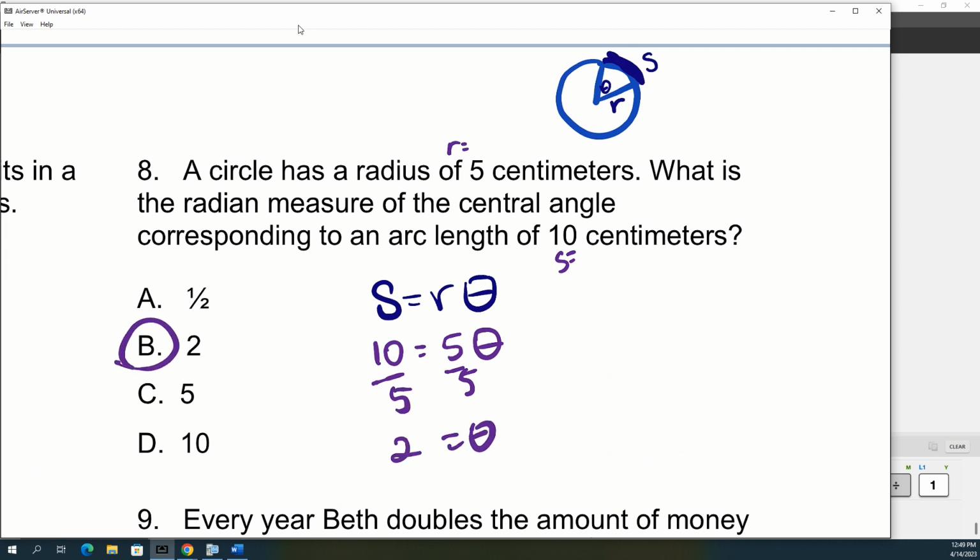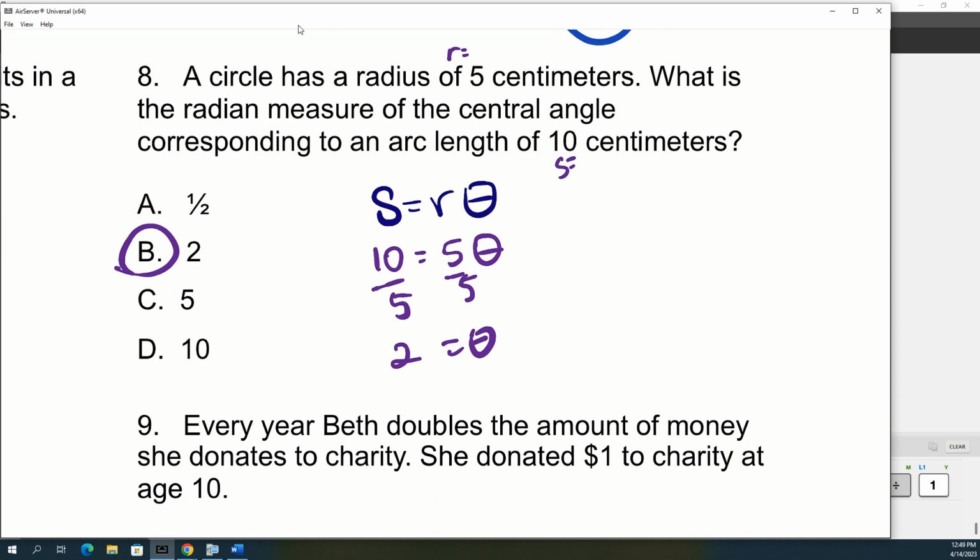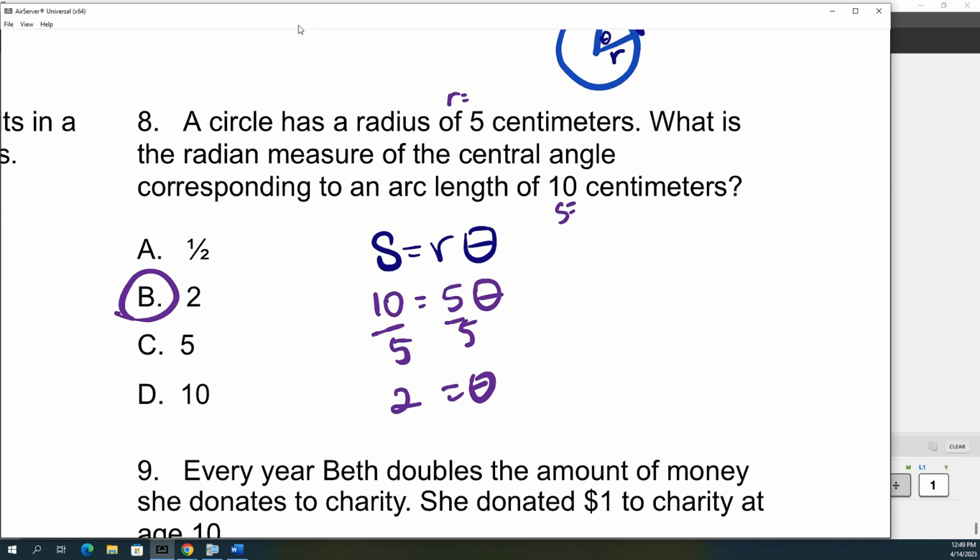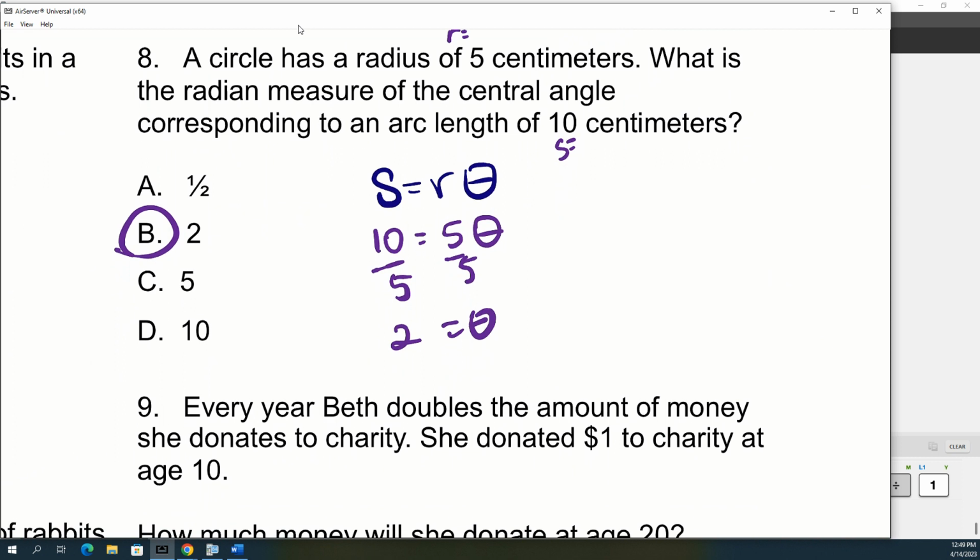All right, I don't think I taught you the arc length formula. Maybe. Okay. Yeah, you're right. If you understand what an arc length is and what the radius is, then you probably can logic it out. Yeah, that probably helps too.